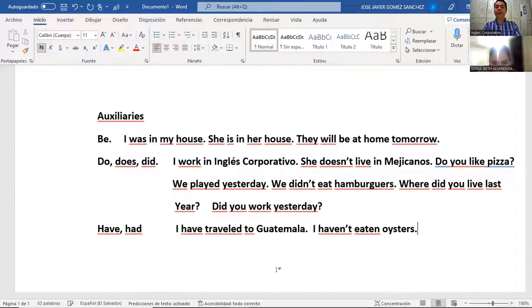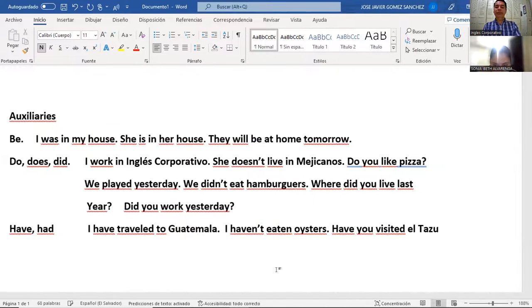Oysters. In questions, have you visited el Tazumal, for example? Tazumal. Ya no me lo quiso mover, dije. Vamos a. Ya se dio cuenta que me cuesta un poco, ¿verdad? I'm sorry, but okay. Tazumal. El Tazumal, right? Have you visited Tazumal? Yes, I have. No, I have.